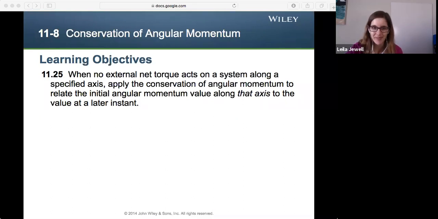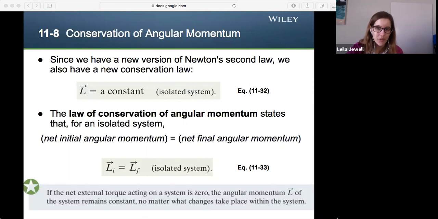So let's dig in. Since we have a new version of Newton's second law, and Newton's second law is pretty powerful, we also have a new conservation law that goes hand in hand with it: if you have an isolated system, then the angular momentum L of that system is a constant. This is the law of conservation of angular momentum. For an isolated system, which means the net external torque is 0, the net initial angular momentum must be equal to the net final angular momentum, which is shown here as Li equals Lf. The angular momentum must be conserved.